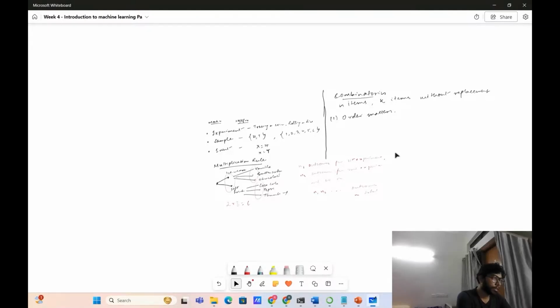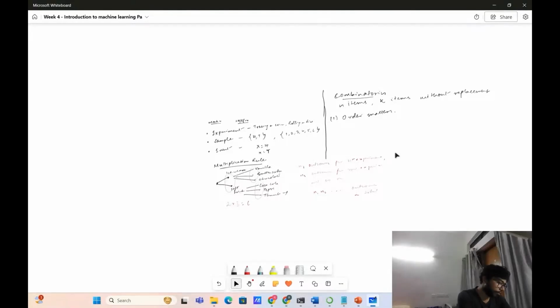So you want to choose k balls out of n balls, and the order in which you choose the balls matters. So if you picked up the number 5 ball first and number 2 ball second, and the other way around, if you picked up the number 2 ball first and number 5 ball second, those two are distinct ways, right? So basically we have to calculate in how many ways we can pick k items from n items without replacing them, and the order will matter.